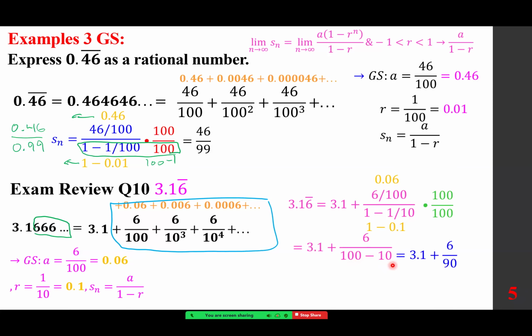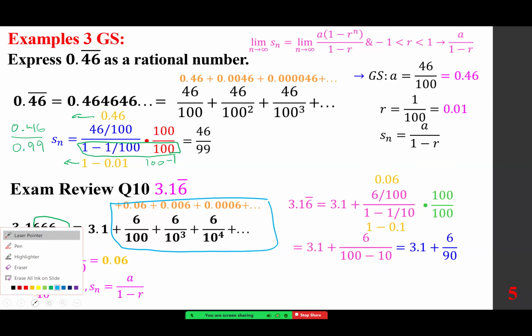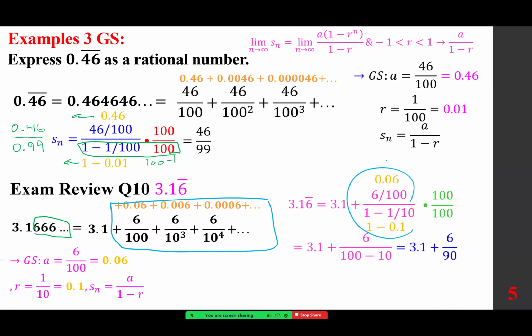And so I have 3.1 here, and I have 6 over 90 here. If I go with the decimal format, I have 0.06 over 0.9, which is the same as 6 over 90. 6 over 90 is the same as 2 over 30.